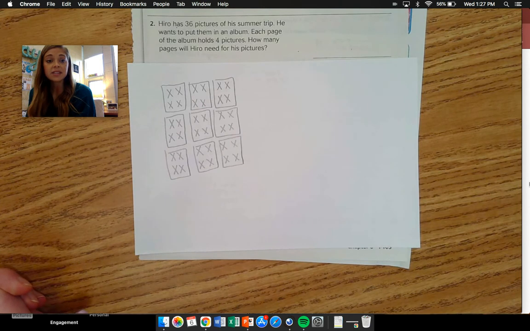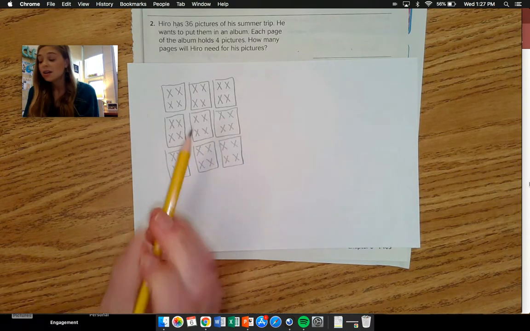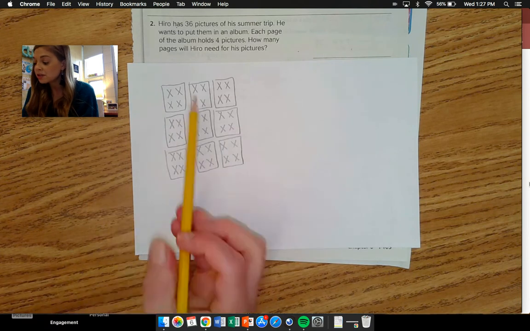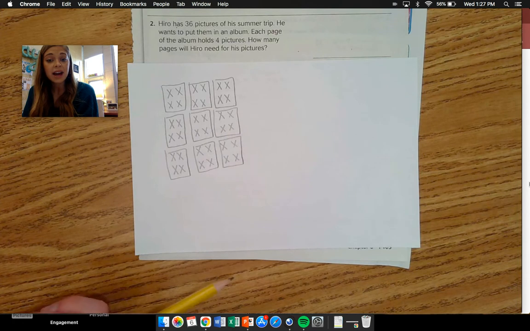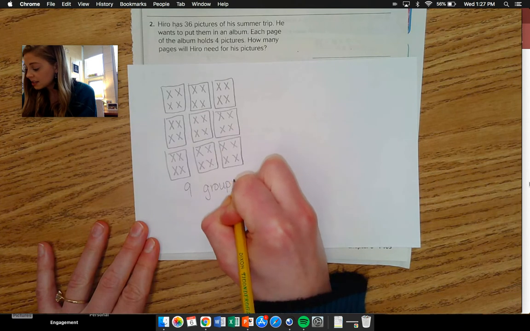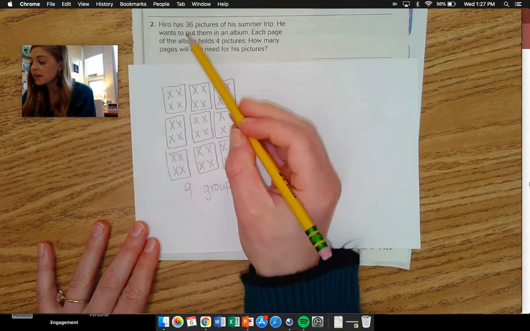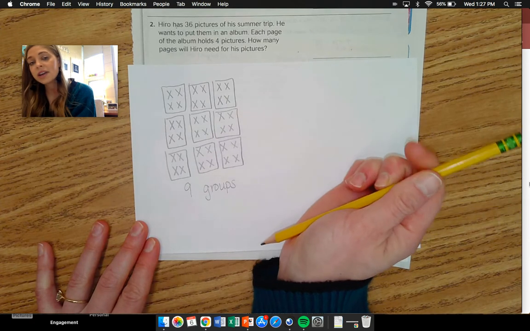Okay, if you're not done solving this problem yet, pause the video to give yourself some time. If you are done with this problem, hopefully your picture looks similar to mine. So we have 4 pictures in each group until we got to 36. And now I have 9 groups, right? 9 groups. That means that Hero is going to have 9 pages of his photo album.